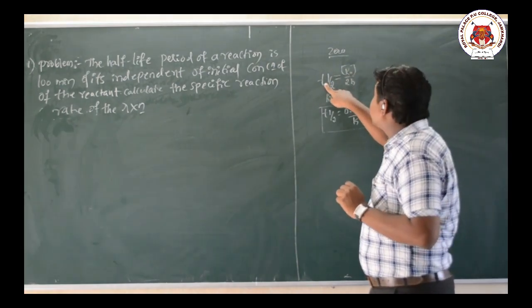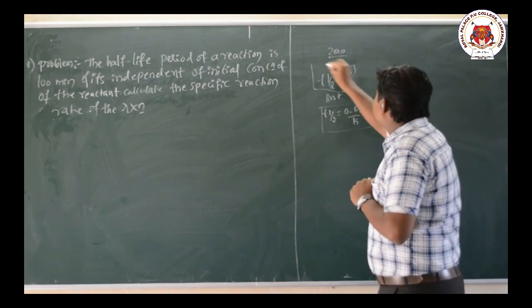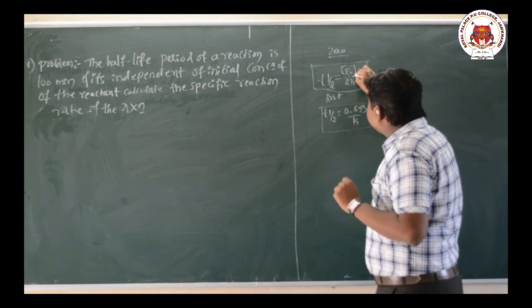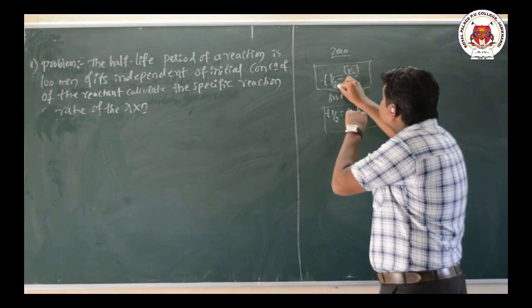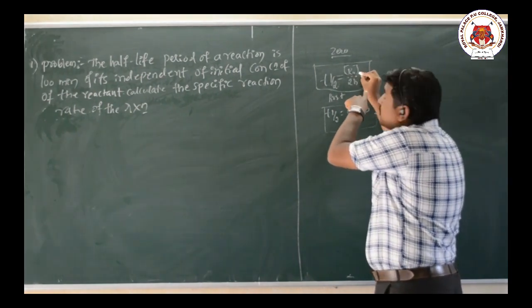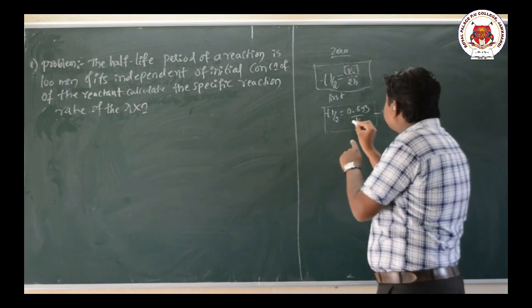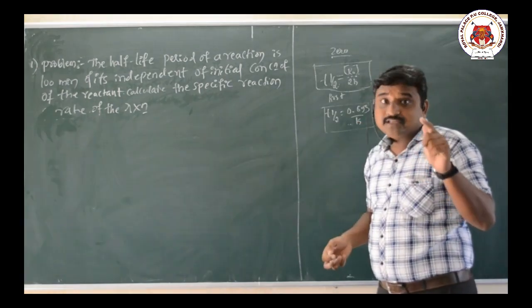Here, in the half-life for the zero order reaction, we observe the R naught term. That indicates that the half-life of the zero order reaction depends on R naught, that means concentration. Here there is no R naught term, so that indicates independence from the initial concentration.